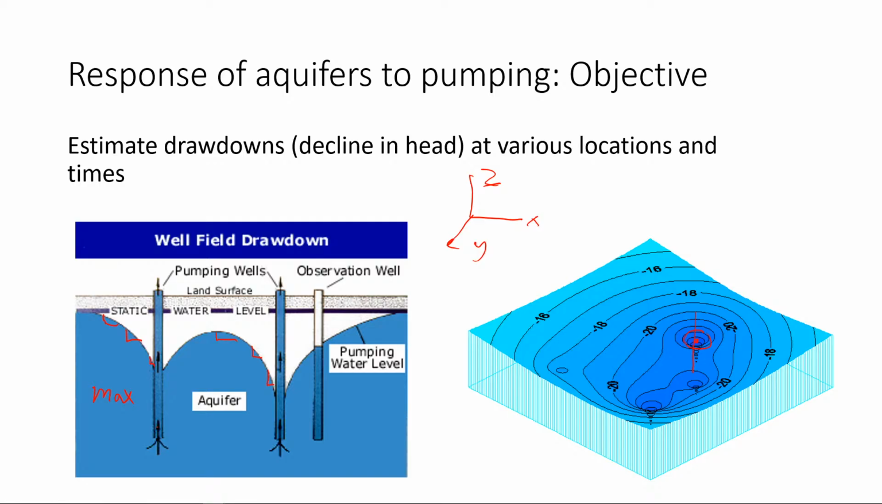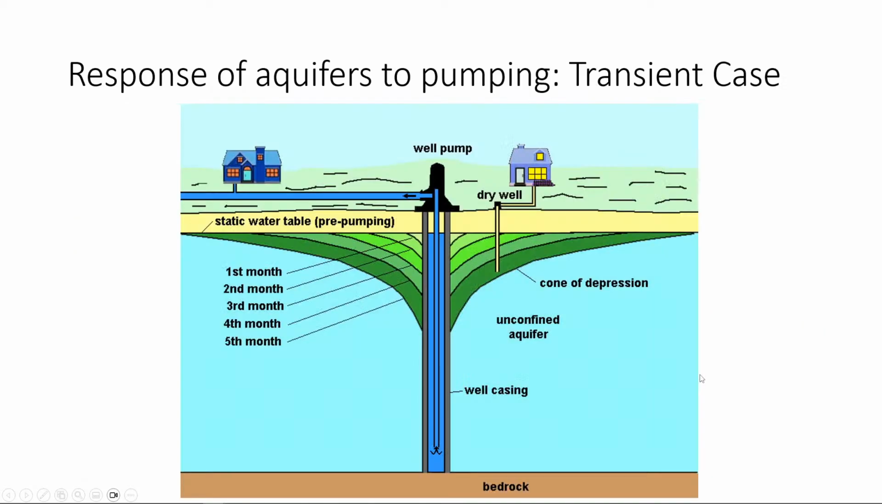Anyway, you see the drawdown here is maximum. Here is negative 20, negative 16, and here might be, I don't know, maybe negative 24 or whatever. That would be the maximum drawdown. This is when you reach a steady state, where the heads are no longer changing with time, so the drawdown is no longer changing in time. But it could also be a transient case, where the drawdown changes with time.